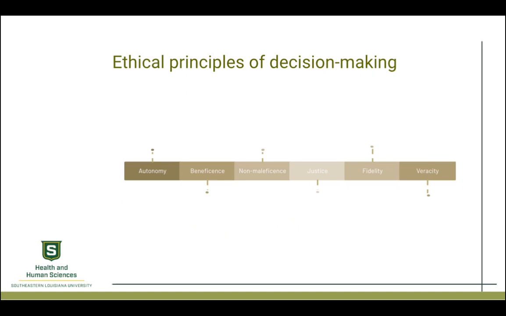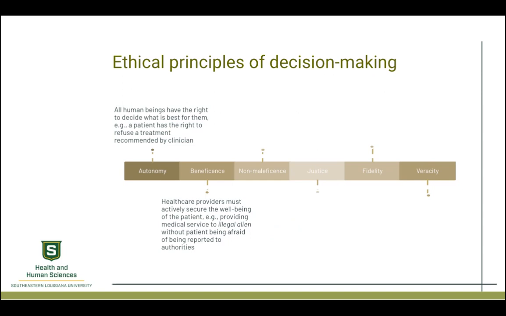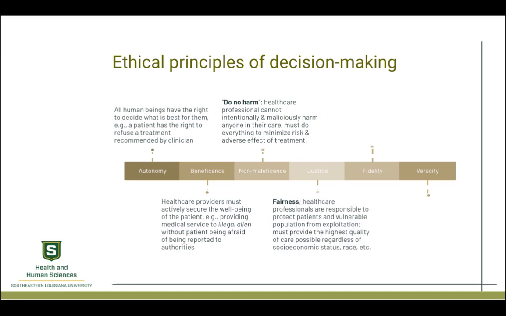So there are a couple of principles that help in making ethical decisions, and these are the ethical principles. We have autonomy, that says all human beings have the right to decide what's best for them. We have beneficence. Healthcare providers must actively secure the well-being of the patient. Non-maleficence, do no harm. Something that we know very well. And then you have justice. Justice is very much rooted in the principle of fairness. Healthcare professionals are responsible for protecting the vulnerable patients and vulnerable population from exploitation.